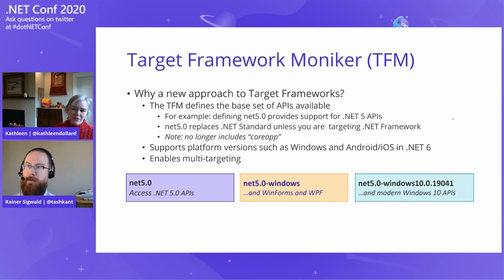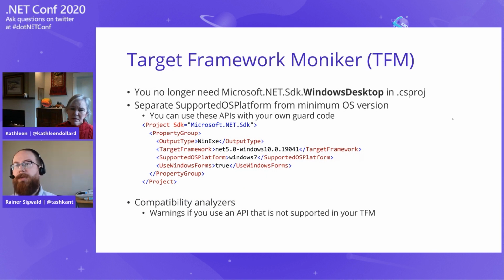So what if I want to cover a range of different operating system versions? Absolutely. So, here's an example project. This targets, again, that Windows 10 19041. But it also has a supported OS platform property defined that says Windows 7. And what this project file means is this application will run on any Windows 7 and newer. But where I get the chance, I'm going to use Windows 10 functionality.